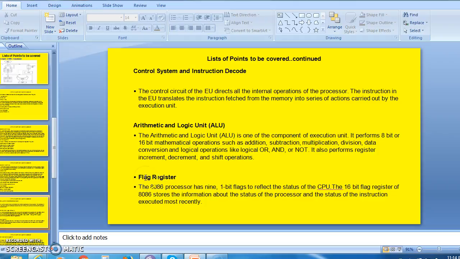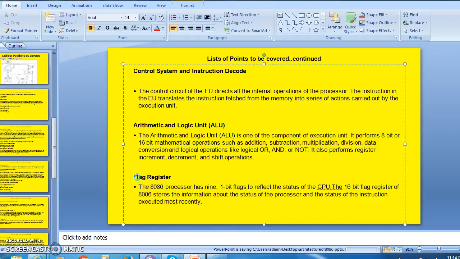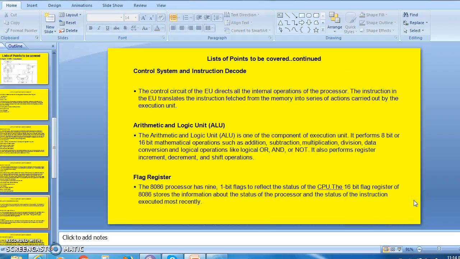Now let us look at the flag registers. Flag is nothing but a 1-bit memory, that is what we know. Here 8086 microprocessor has a 16-bit flag register. Out of these 16 bits, only 9 are the active flags.